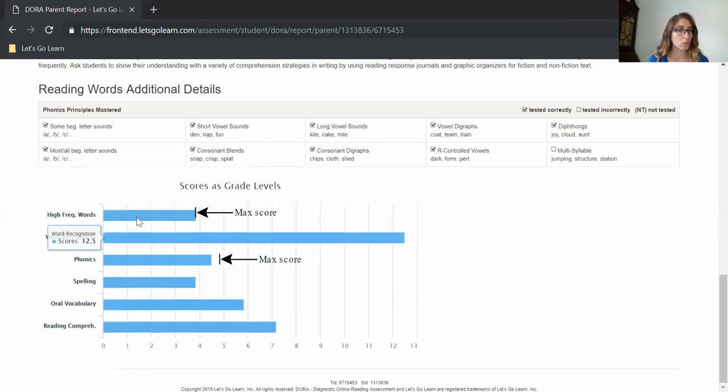This student doesn't really need to work a lot on the decoding skills. They do need a little bit of help with multisyllable words, but generally they are able to decode. They do need to work on spelling. And then in terms of reading, they're at grade level for oral vocabulary and reading comprehension, but they definitely need to focus on their vocabulary to improve their reading skills.